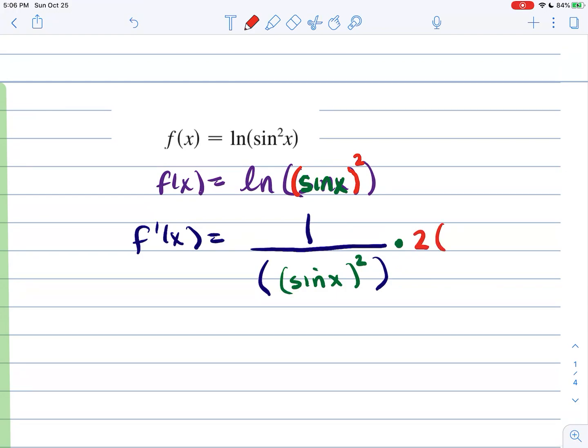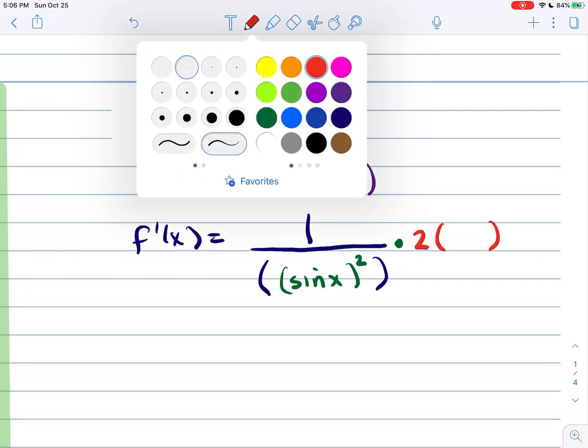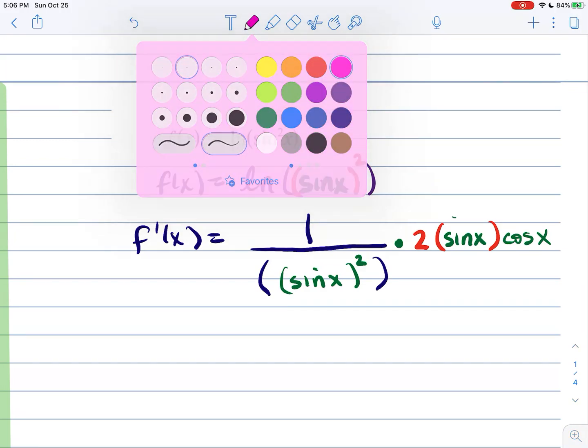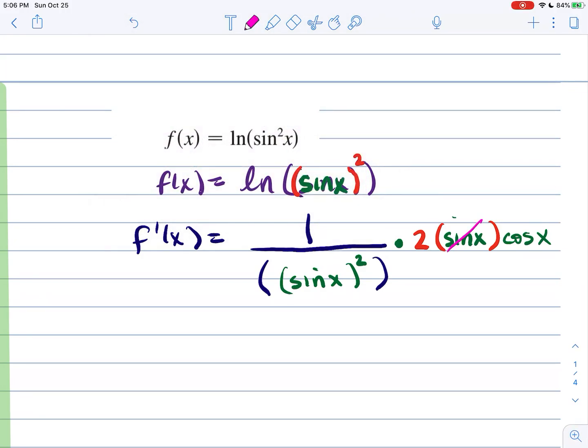And the derivative of the inside is itself a chain rule. And so we would be doing 2, the derivative of the outside, evaluated at the inside, but then times the derivative of the inside. And the derivative of the inside, sine x, is cosine x. And that's a double chain.